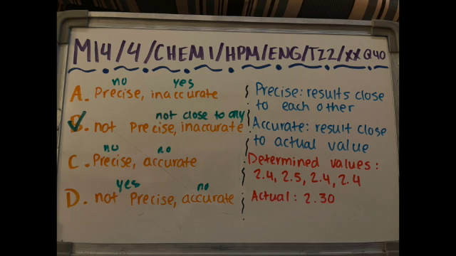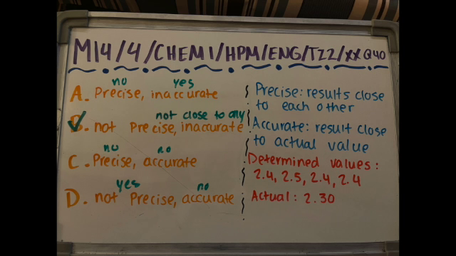So before we answer this question, we need to know what precise and accurate mean. Precise means that the results are close to one another, but they're not close to the actual value. Accurate means the results are close to the actual value. So we know that our actual value is 2.30, and we know that the determined values are 2.4, 2.5, 2.4 again, and 2.4 again. So we know that our answer is not precise because the results are not close to one another.